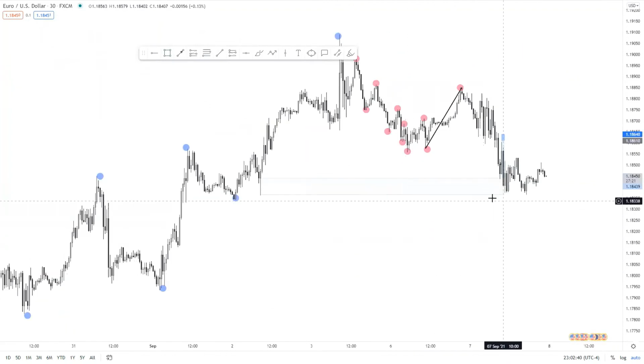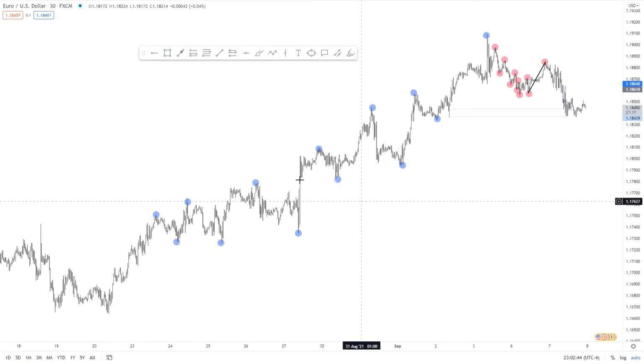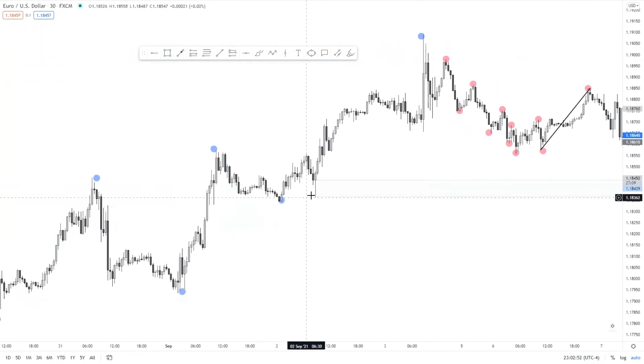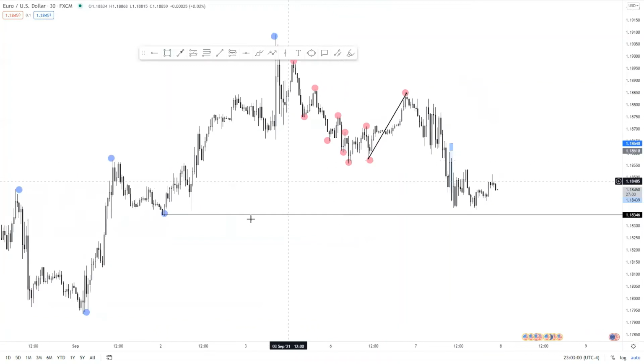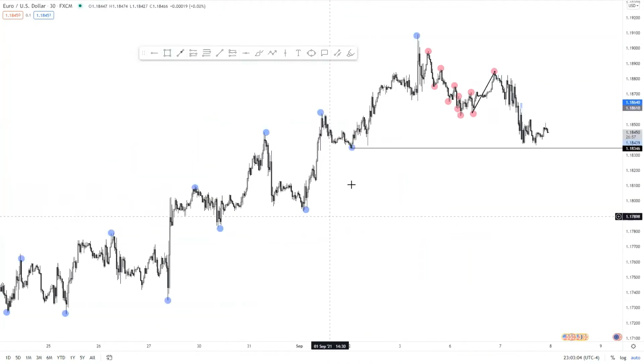Here was my POI within this wick. Now you can see the structure, right? Higher highs and higher lows. Now here is the swing low that we are bullish until we break. So until we break below this, we are bullish.